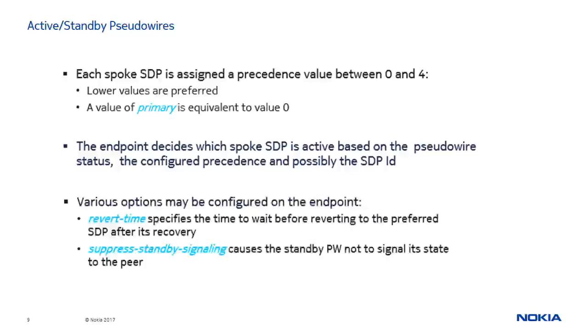Various options can be configured on the endpoint. The revert time specifies the time to wait in seconds before reverting back to the primary spoke SDP after having failed over to a backup spoke SDP. Suppress standby signaling: when enabled, the standby pseudowire does not signal the pseudowire state to its pair. Note, if the network typically carries unicast traffic, it is usually better to tell the remote peer that the pseudowire is inactive by configuring no suppress standby signaling.